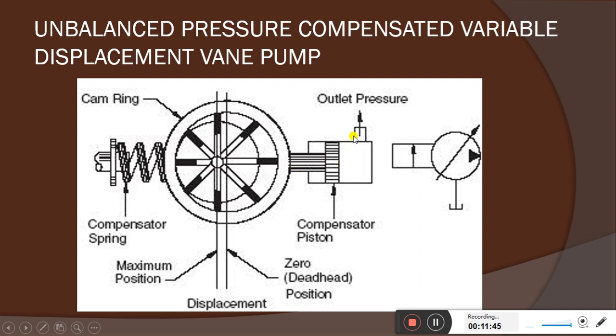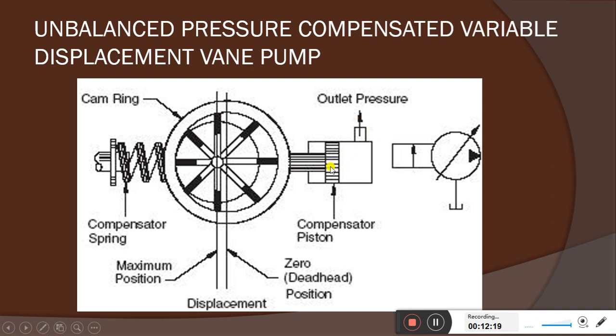What happens, as the pressure increases, assume this is the inlet. In this portion the inlet is there, and at this portion the outlet is there. The outlet has the higher pressure, more than the pressure which can be borne by the pump. So the pressure is going to increase here, and it should be relaxed. One of the pipes is connected to the outlet pressure. When it is connected, the liquid comes here and pushes the compensator piston.